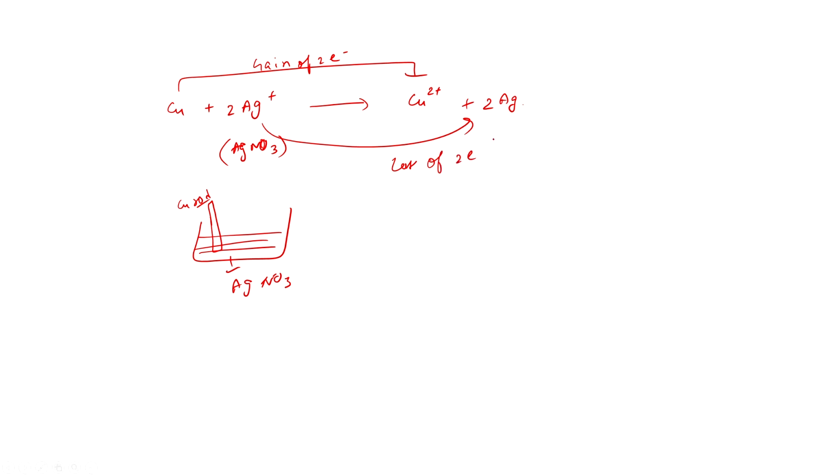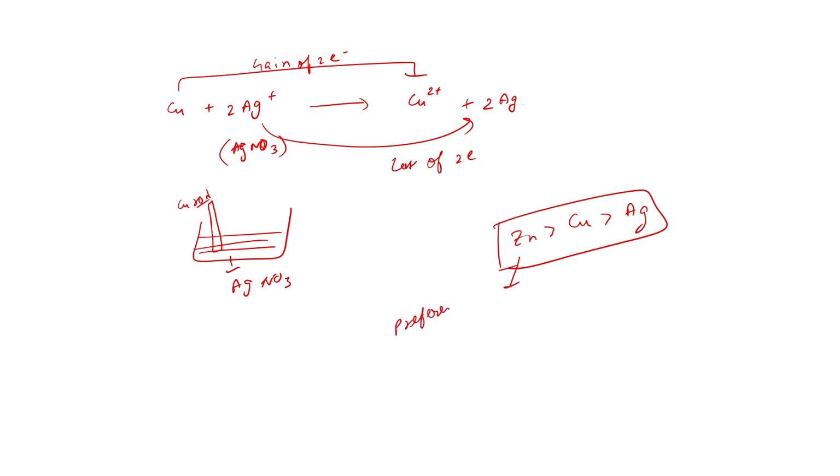Now, what does this suggest to us? That zinc preferentially wants to go into the Zn2 plus oxidation state. It means that zinc is more prone to oxidation as compared to copper, and copper is more prone to oxidation as compared to silver. So, this we have concluded so far.